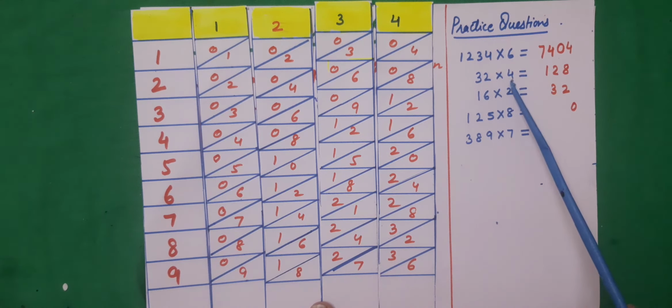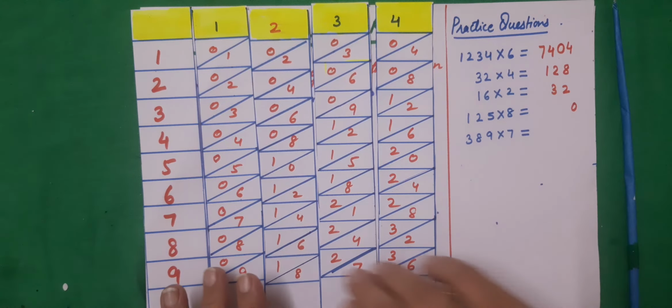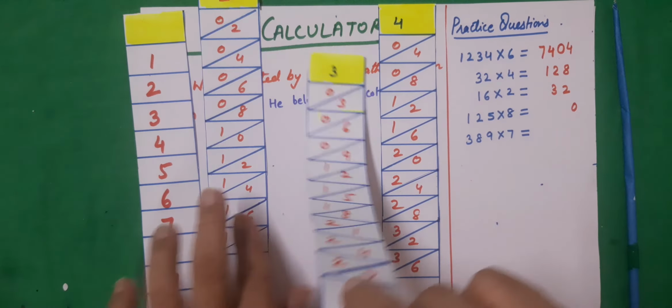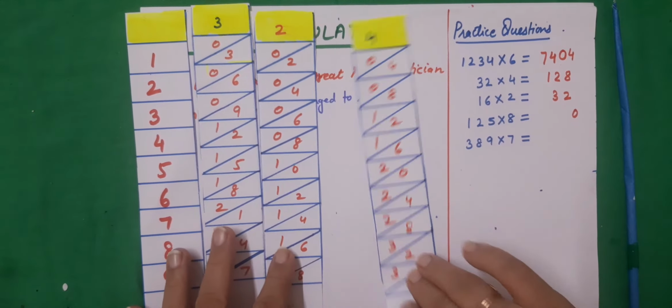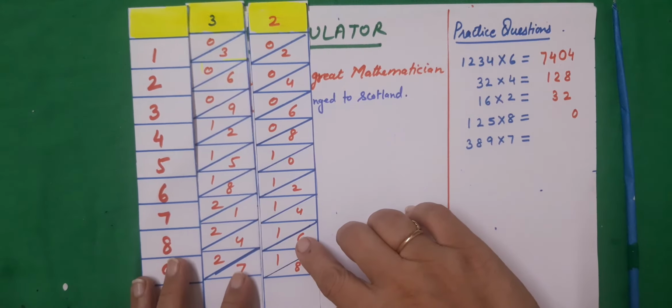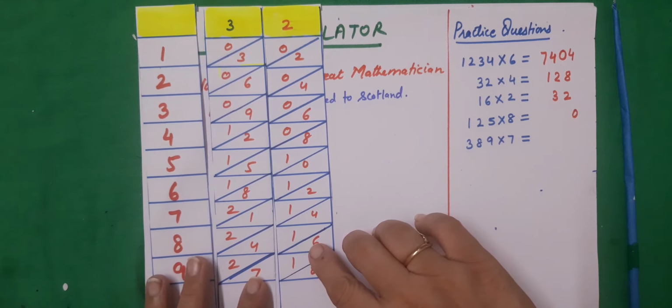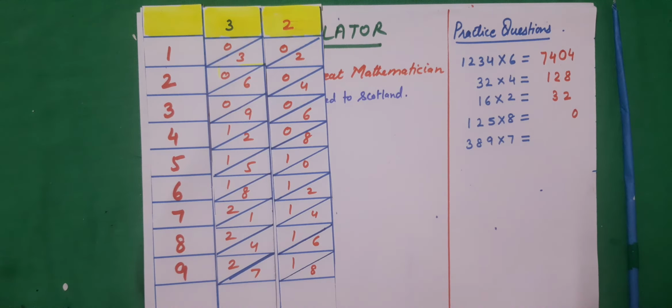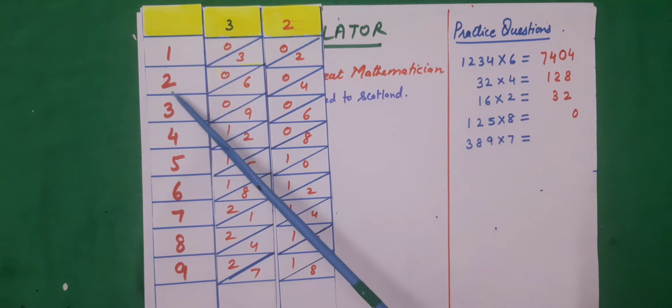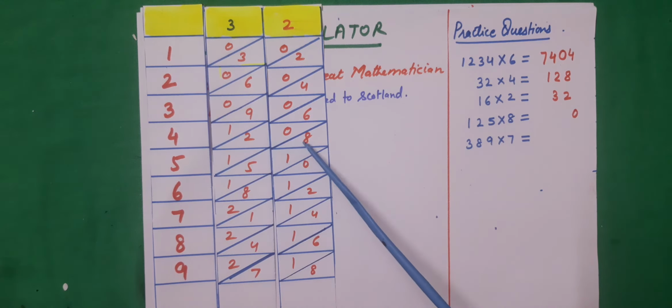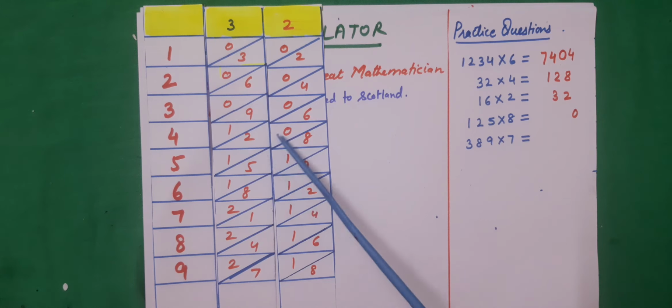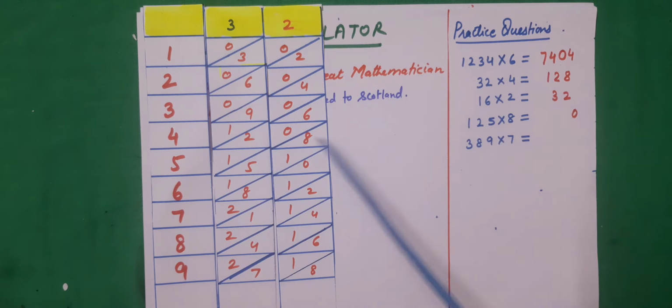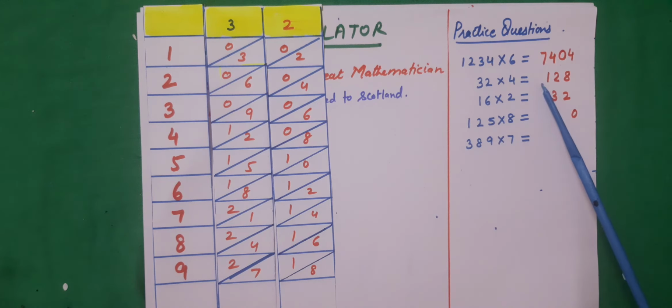32 times 4. So for that I will be keeping these like this. 32 will be kept in front of this like this. And now you want 32 times 4. So what will you do? You will look into the 4th row. So start writing 8. 0 plus 9, 0 plus 2 is 2, and here lastly 1.